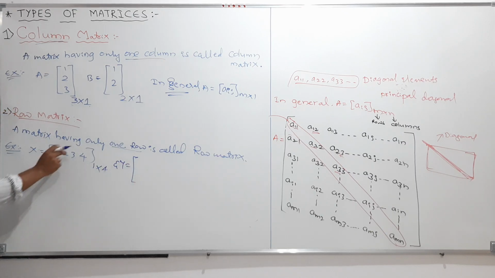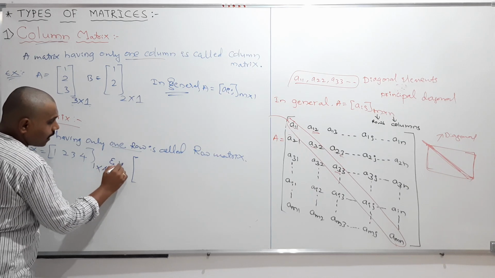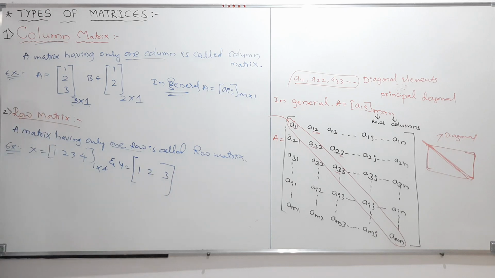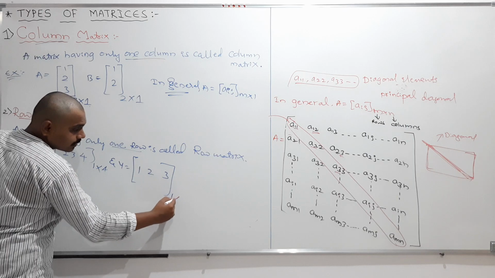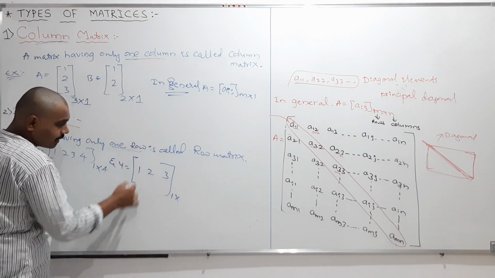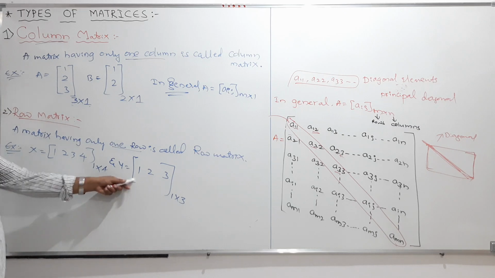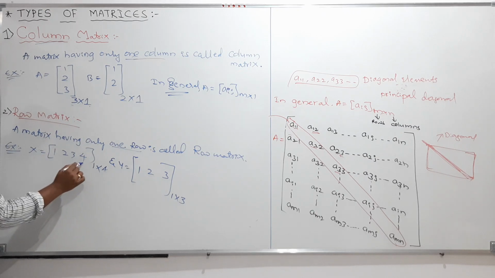This is the example for the x, and next, another example I am taking: y is equal to 1, 2, 3. So this is also an example for the row matrix, because how many rows are there? One row is there. And how many columns? 1, 2, 3. Three columns are there. So these are all examples for the row matrix.